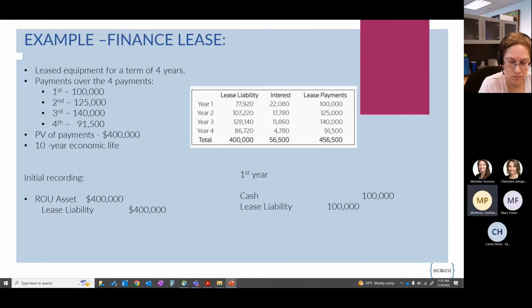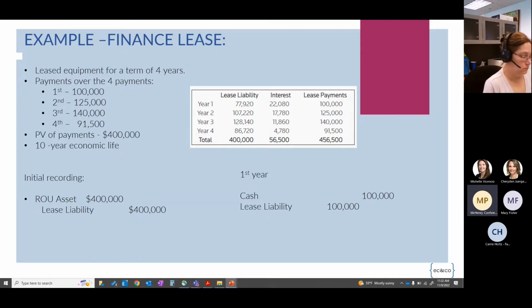All right, so I did want to give you an example because it's obviously a little easier conceptually to understand it when we're actually using a real life example. So we're leasing equipment in this one. This is a finance lease. We're leasing it over 4 years, and the payments there are listed. They're variable payments for whatever reason. That's how the lease was set up.